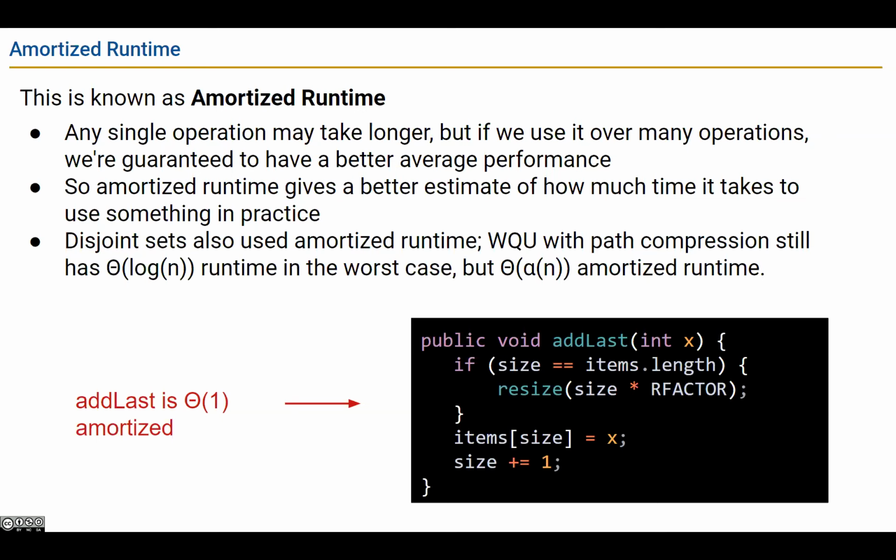So disjoint sets also had this idea. As I mentioned, theta of log n was the worst case, but inverse Ackermann of n is the amortized runtime. So we will sometimes compute the amortized runtime instead of the worst case runtime. All right. Any questions?